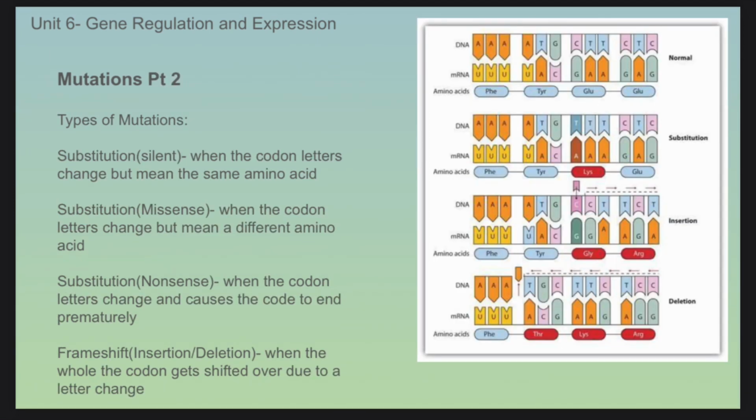Okay, so let's explore mutations a bit. Substitution, a silent mutation, is when the codon letters change, but the same amino acid is coded. Substitution, missense, is when the codon letters change, but it means a different amino acid. Substitution nonsense is when the codon letters change and it causes the code to end prematurely, like a stop codon. A frame shift, an insertion or deletion, is when the whole codon gets shifted over due to the letter change.